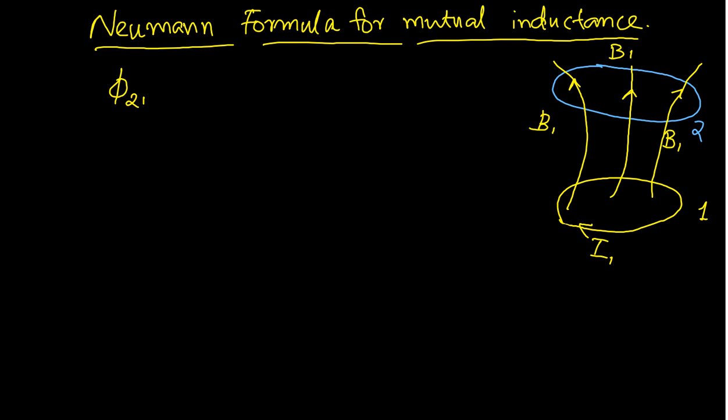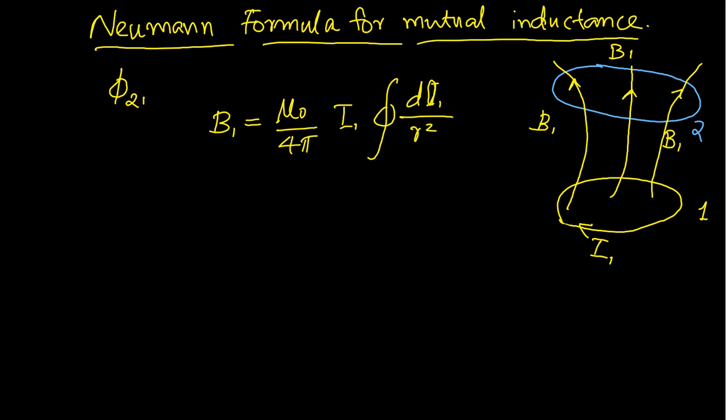From Biot-Savart law, we have B1 is equal to mu 0 divided by 4 pi, I1 into closed integral dl1 divided by r square, into unit vector r. This is Biot-Savart law.